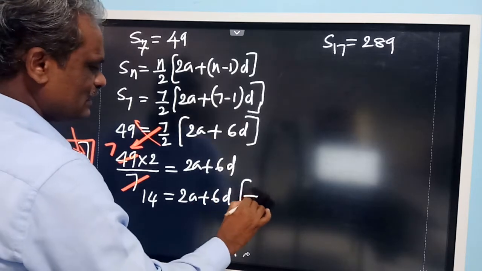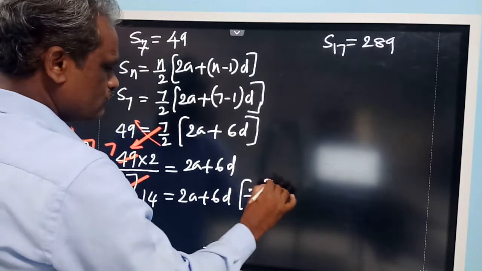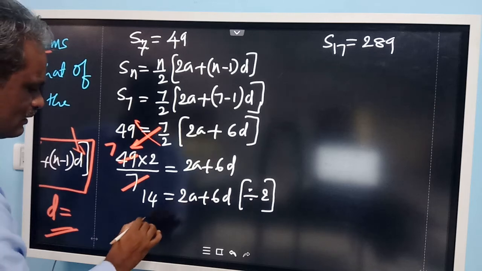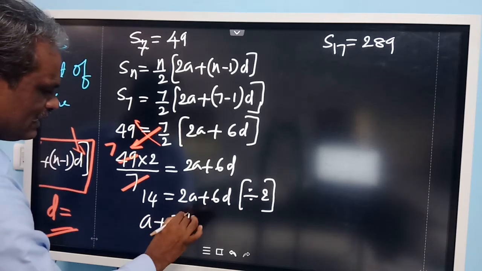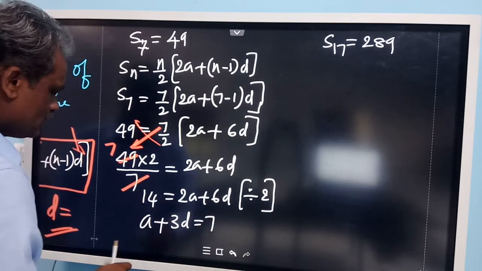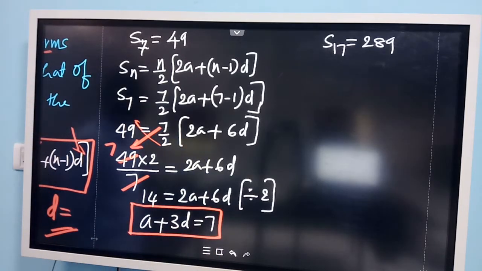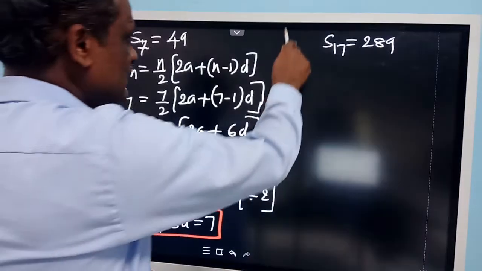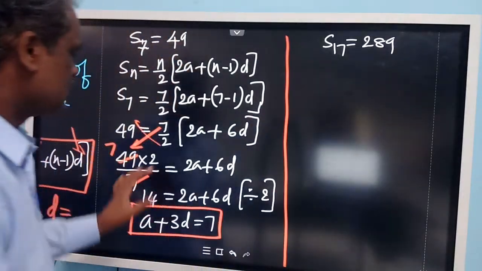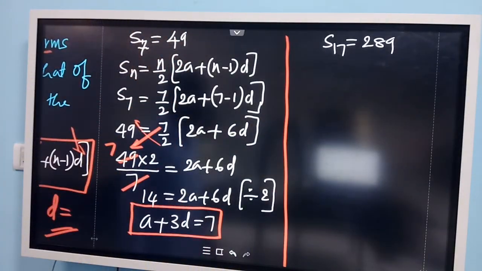Look at this equation, you can divide it by 2. Divide by 2, you will get a plus 3d is equal to 7. So this is equation 1, a linear equation in 2 variables. Now use the second one the same way and you will get another equation.